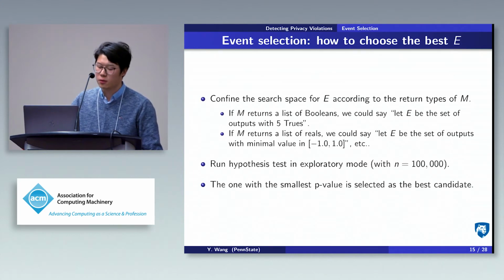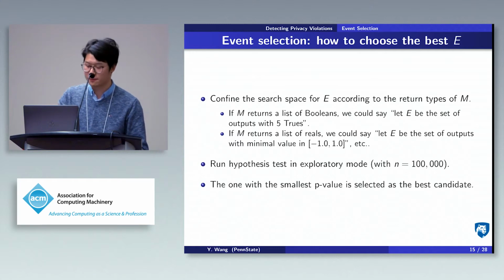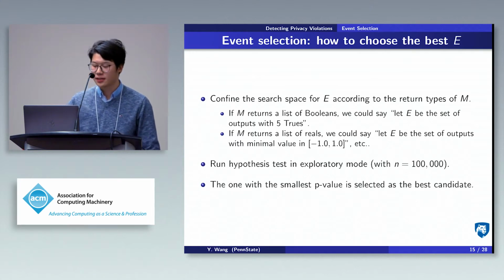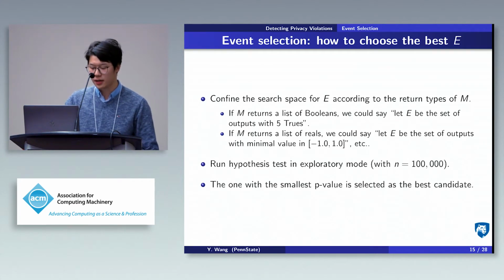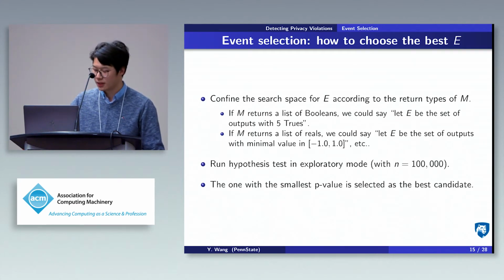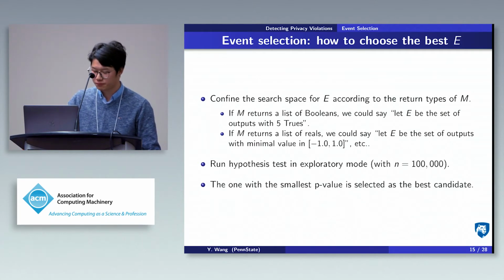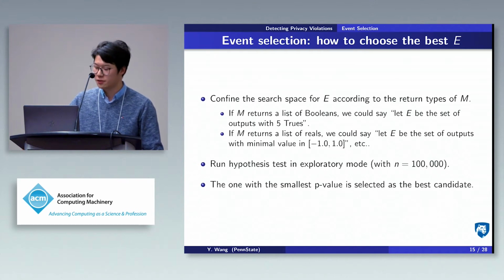To do this, we run a hypothesis test in exploratory mode on a confined search space. That is, we adopt the same method of running hypothesis test but sampling less from the algorithms for better performance, and choose the event with the smallest p-value as the best candidate. Since the event is related to the algorithm's output, we have different strategies to choose the search space for events.